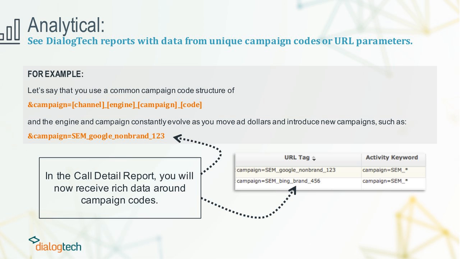Don't reinvent the wheel. So, quick summary on URL tagging. They're another activity, so another trigger that you can use. They make your life easier so you don't have to go back and tag URLs, but they also allow you to capture some really rich data within Dialog Tech reporting.